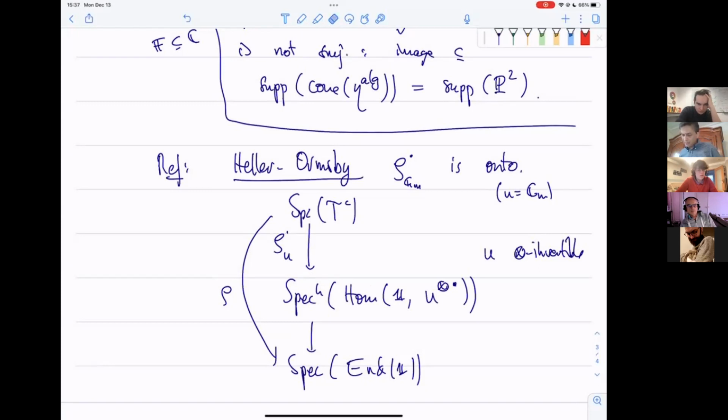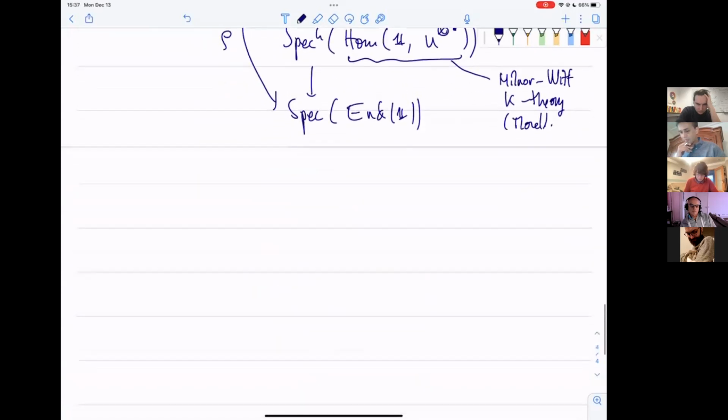And as I said, by Morel, we know this endomorphism ring here. This is Milnor-Witt K-theory. But I think that would be a digression at this point. So let me cut that just to save a few minutes.